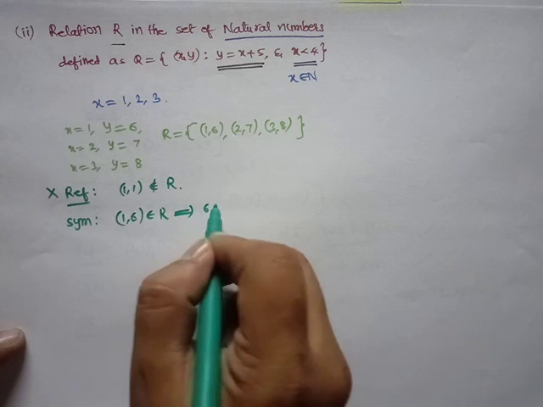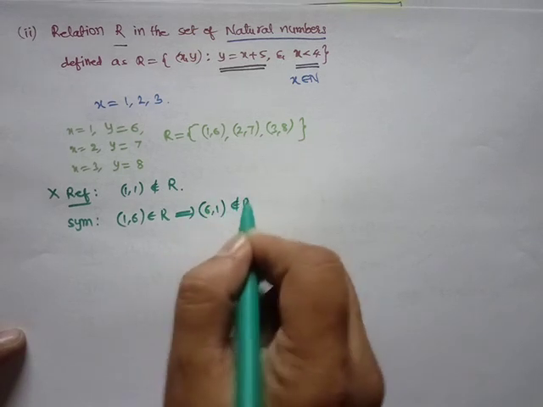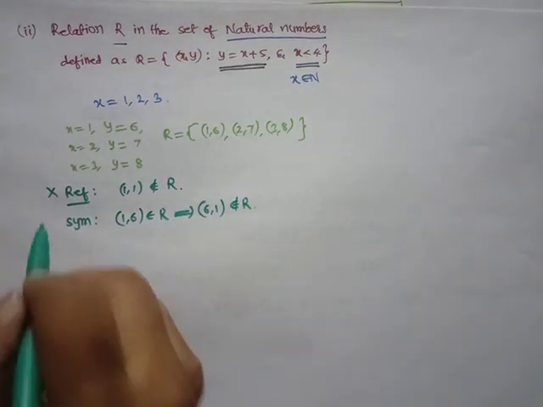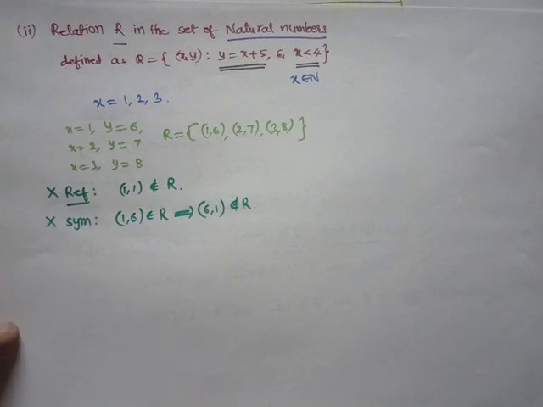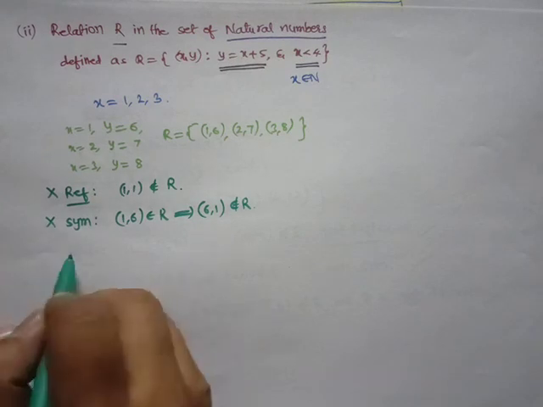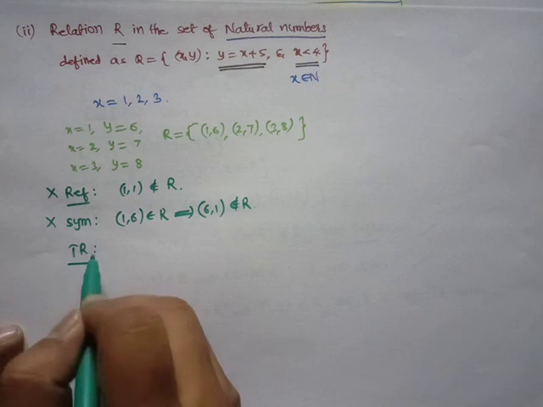This implies 6 comma 1 does not belong to R. So in this case it is not symmetric also. Then what about the transitive case?